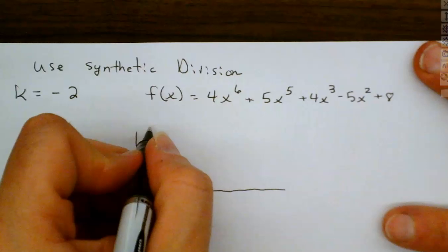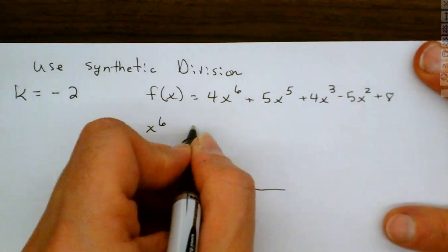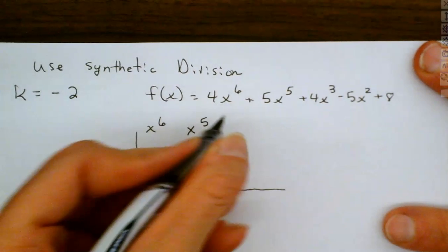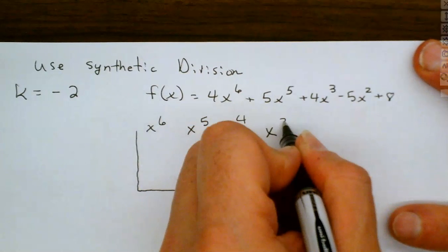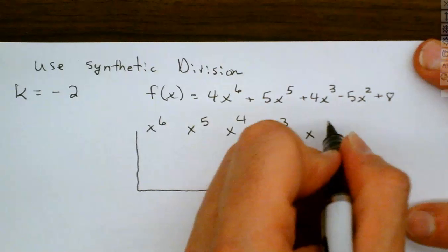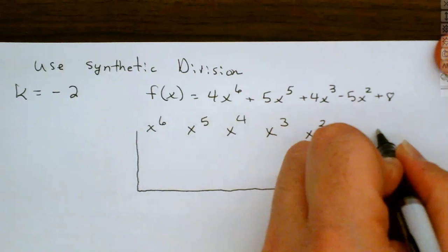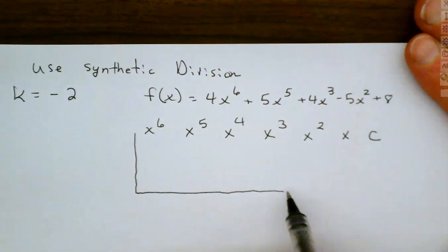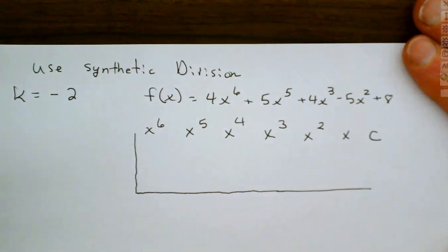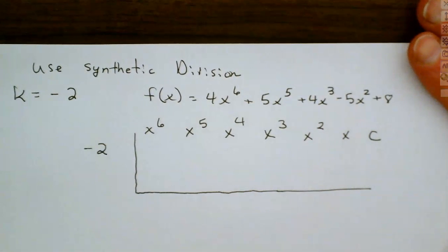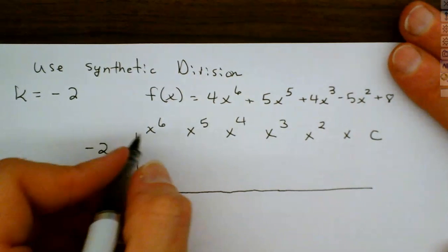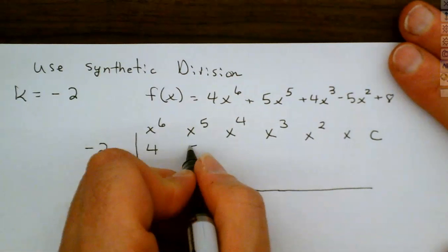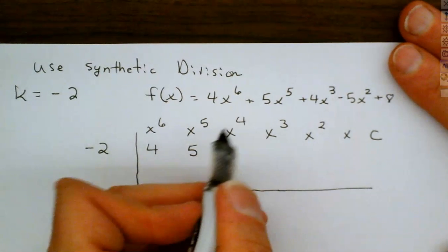So our highest power is x to the 6th. So then we have to go and make sure all the parts are represented. And if you're missing any components, then you've got to plug in a 0. And our negative 2 is going to go out in front. So the negative 2 goes right there. And let's see what our values are. We've got a 4.